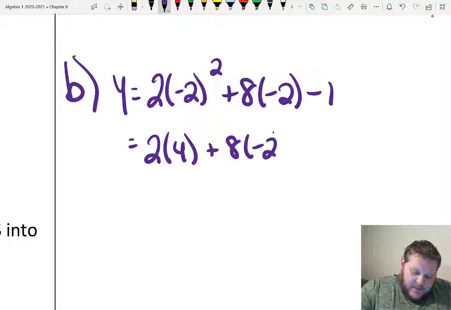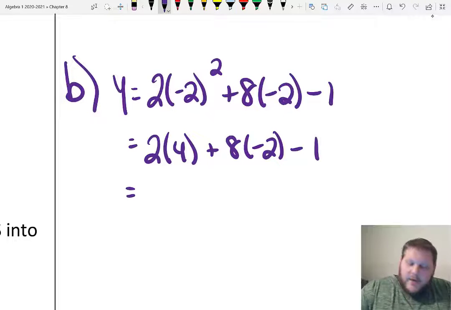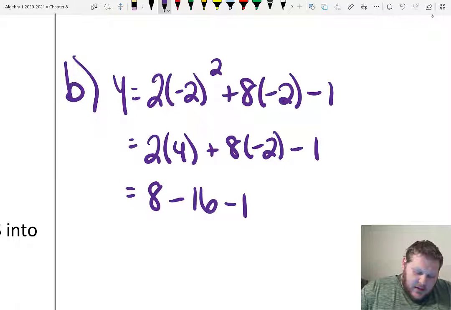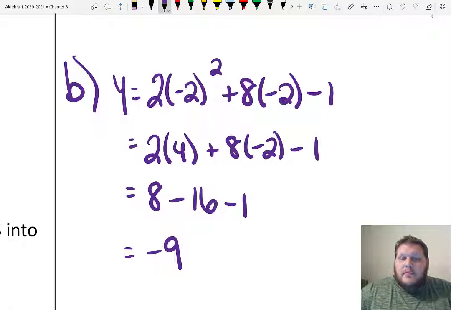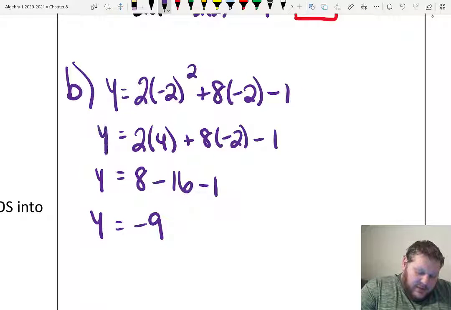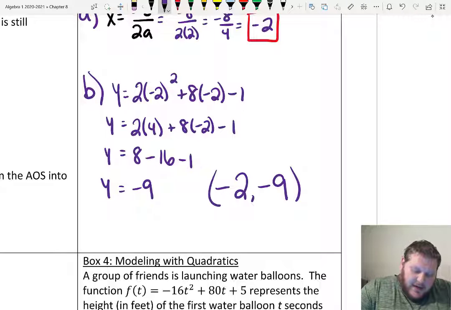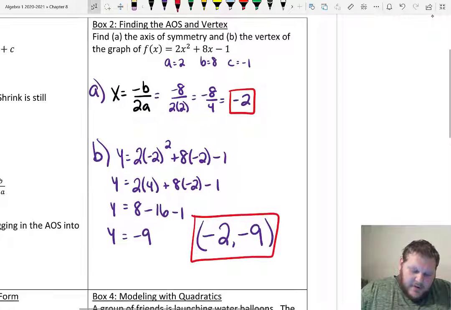If I do my exponents first, negative 2 squared is negative 2 times negative 2, which is 4. Be careful on that. When you square a negative, it makes it positive. So 8 minus 16 minus 1 gives me negative 9 for my y value. This is all y all the way down. 8 minus 16 is negative 8, minus 1 is negative 9. So my vertex for that equation is negative 2 comma negative 9, and that is my vertex for box number 2.